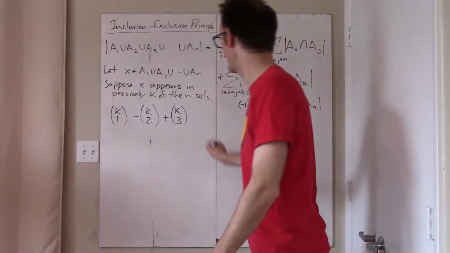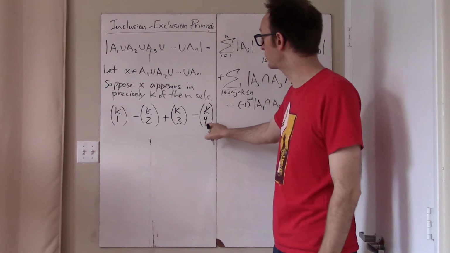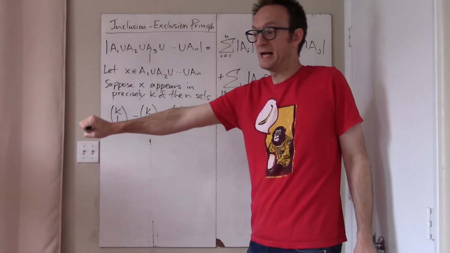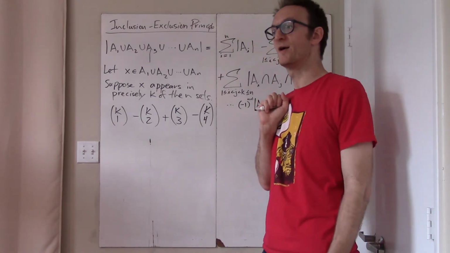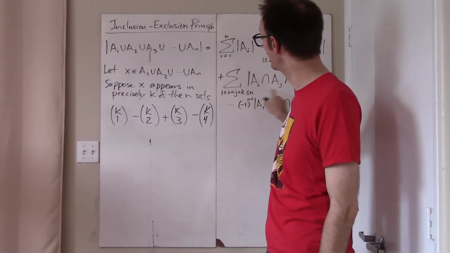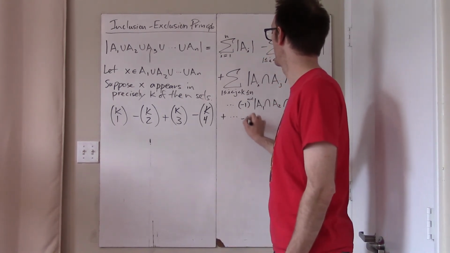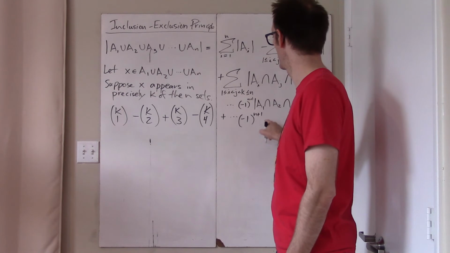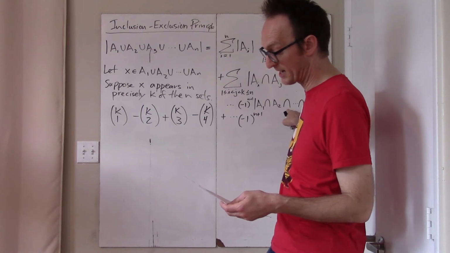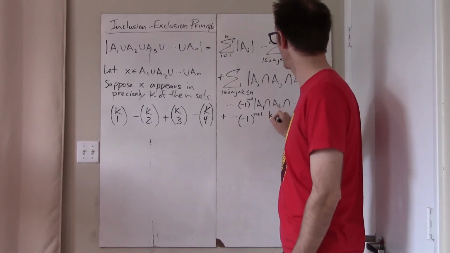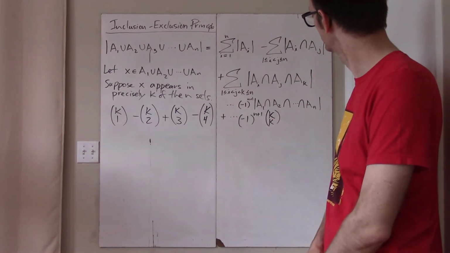Okay, so I think you see how this goes, right? Then in the next step, x is in k sets, so there are k choose 4 ways of picking 4 sets that x is in, and that number is getting subtracted, and then we just keep on going until we get to the final one. How many ways are there for this to be true? Well, it's going to be k choose k.